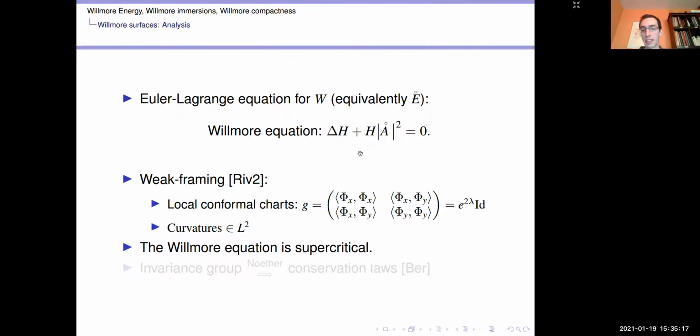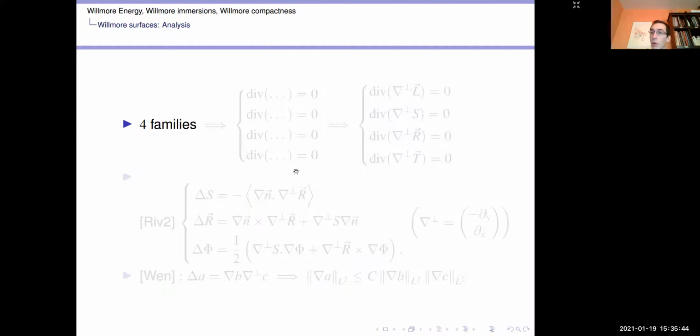To avoid this difficulty, we're going to use the fact that we have a conformally invariant problem. Here we have four families of invariants: translation, rotation, dilation, and inversion. Using Noether's theorem, each family of invariant transformation will give us a conservation law, the conservation law being an equation in the shape: divergence of something is equal to 0. So we have four conservation laws, four divergences of something equal to 0.